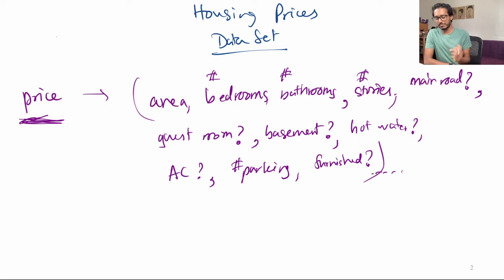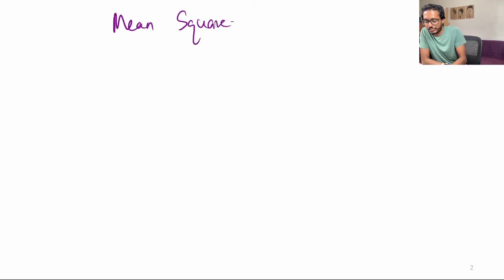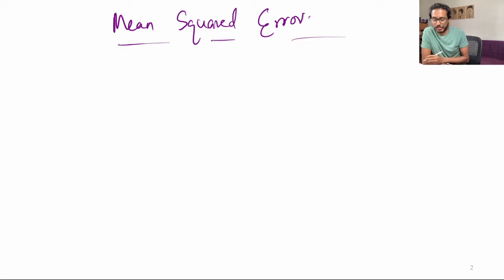Going back to our mathematical representation, we have our y hat, which is our prediction, and we have our y. So how are we going to check whether our y hat is close to y or not? We are going to use an error metric. We'll consider the mean squared error as our error metric today.